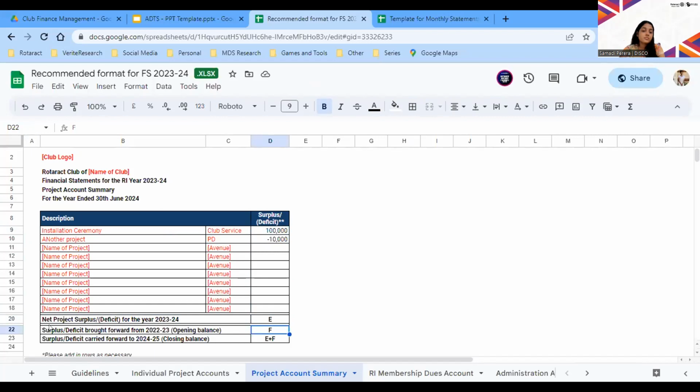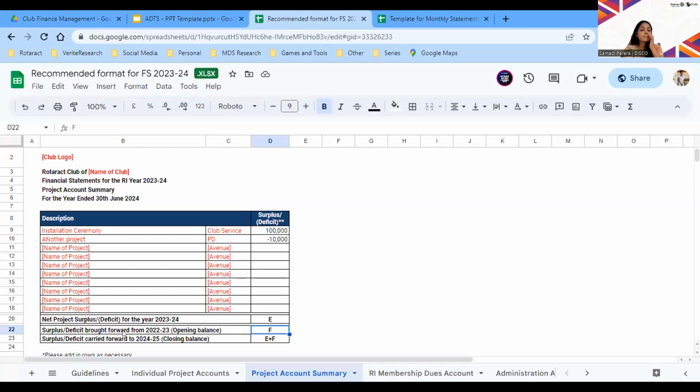Then there's something that says surplus deficit brought forward from 2022 to 2023, which is also known as the opening balance. Remember I told you guys about the drawer. On the 1st of July, when you open the drawer, how much money did you have? That would be your opening balance. Your previous president has put the money in the drawer and gone. When you open the drawer on the 1st of July, how much money does it have? That's your opening balance.